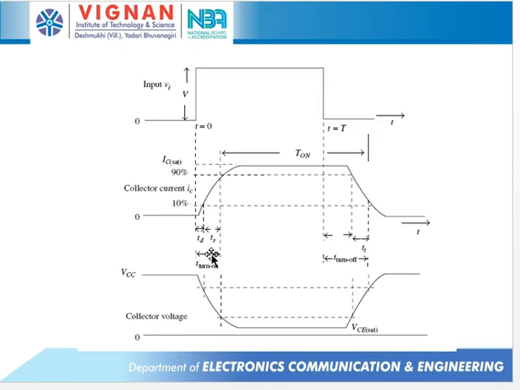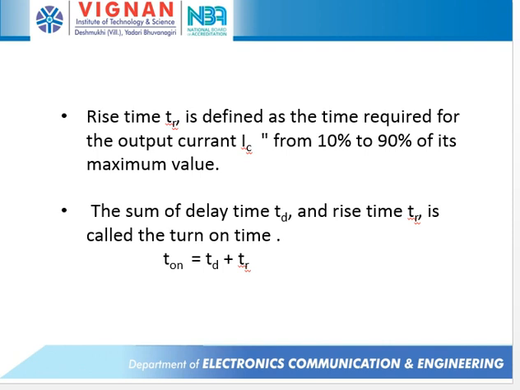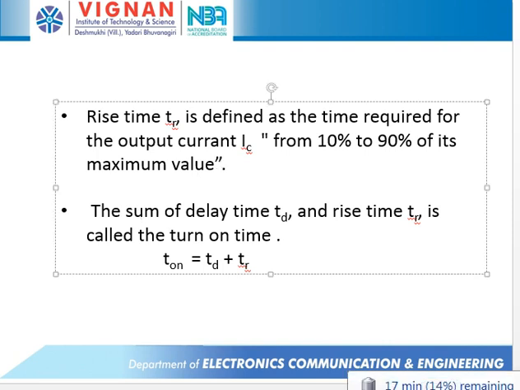Now the rise time is indicated as the change in collector current from 10% of its maximum value to 90% of its maximum value. So this time we indicate as the rise time. If you observe the definition, rise time is defined as the time required for the output current IC to go from 10% to 90% of its maximum value.